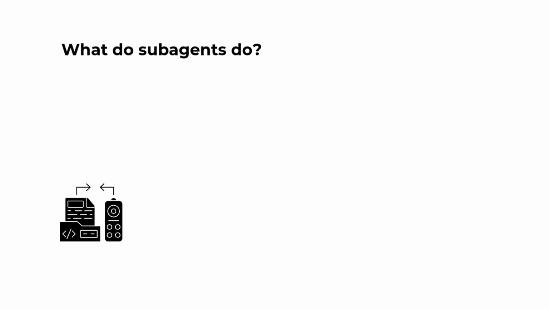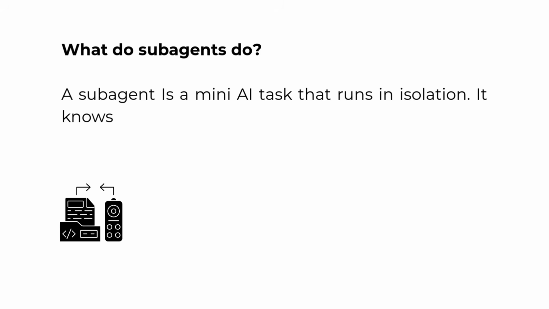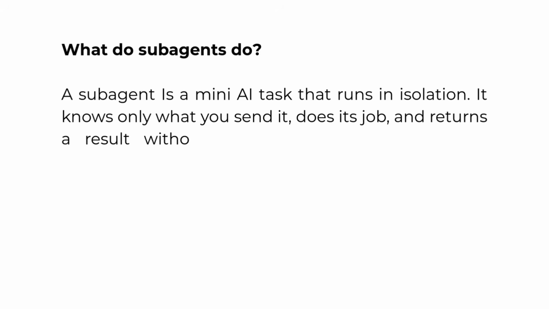What do subagents do? A subagent is a mini AI task that runs in isolation. It knows only what you send it, does its job, and returns a result without cluttering your main session's context.